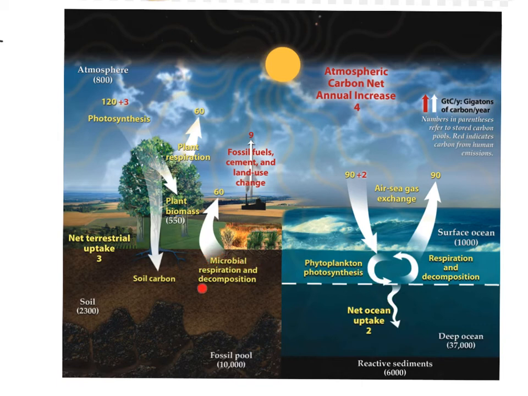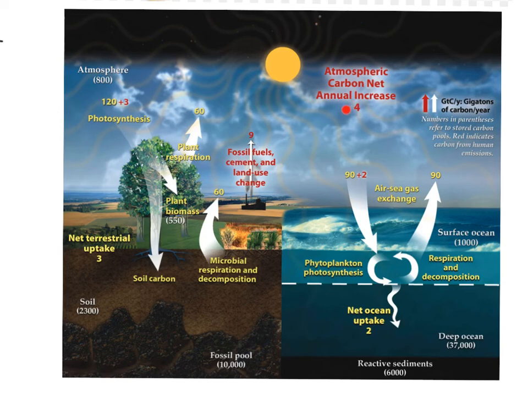The ground, microbial respiration and decomposition, so it's bacteria putting out 60 through cellular respiration, plants putting out 60 through cellular respiration, photosynthesis taking in 123 gigatons of carbon, which means that the land overall is taking in 3 extra gigatons per year. The ocean is taking in 2 extra gigatons a year, but we are digging up and releasing 9 gigatons of fossil fuels carbon. So that leads to 4 gigatons per year that we are adding to the atmosphere every year.